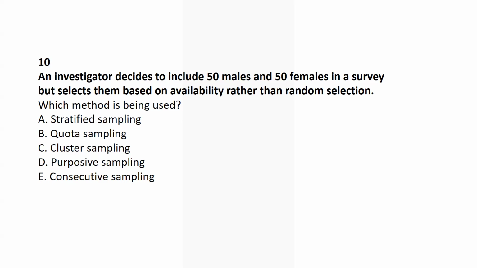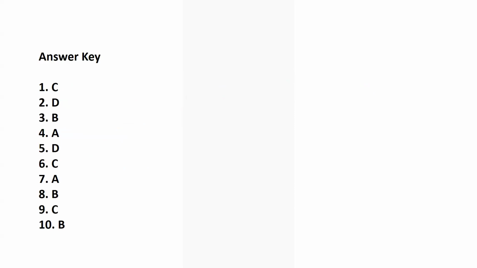We have the two groups, males and females, but we do not select them randomly. This is the difference between quota sampling and stratified sampling. In stratified sampling, we have two strata, and in those strata we select the members randomly. In quota sampling, we again have two or maybe more groups, but in those groups we select them non-randomly. So this is the difference, and this is the answer key.